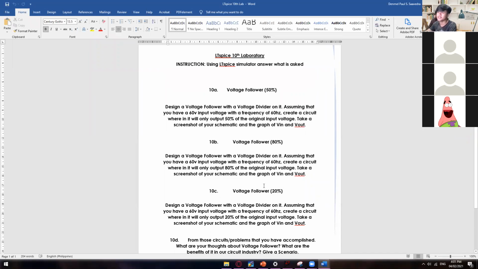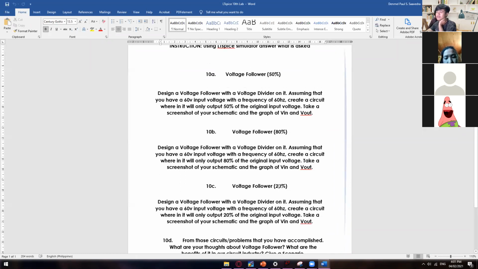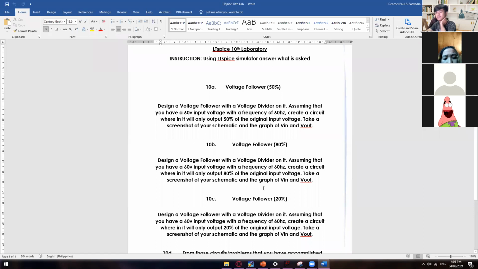So again, as I mentioned a while ago, it cannot amplify, but you can control the voltage output. So I'll let you guys read this one for 10 seconds. And then verify it one by one. And then you might have a question. So all of those are the same circuitry, just a different output.